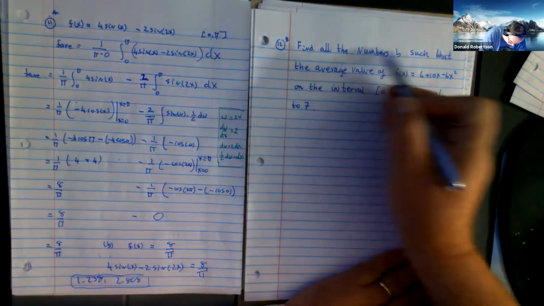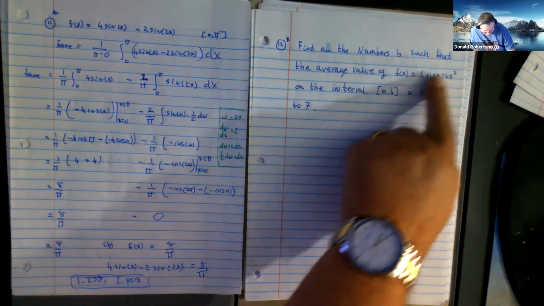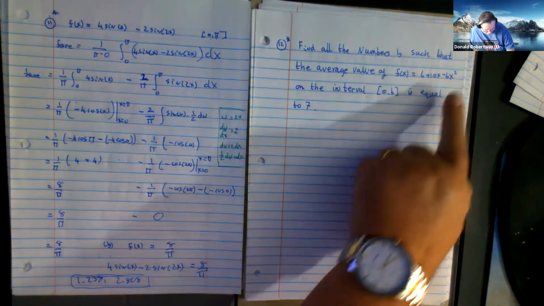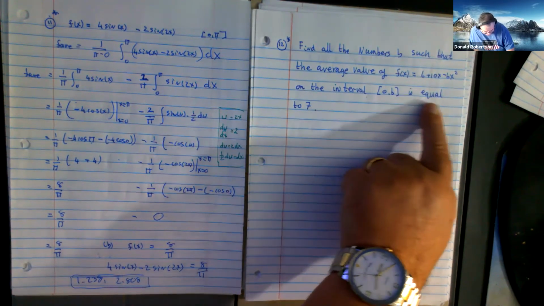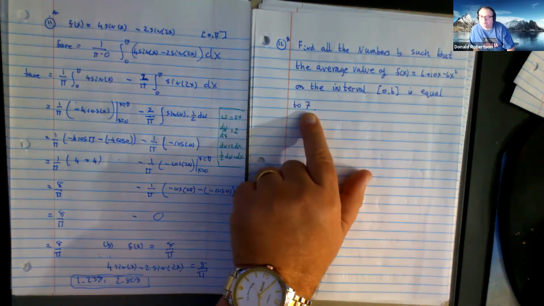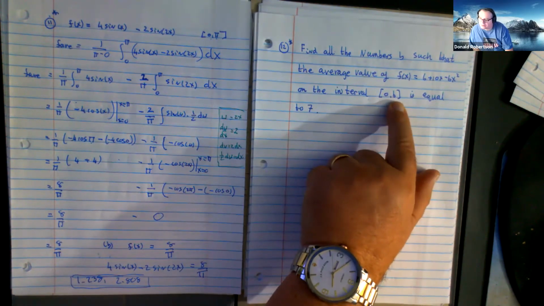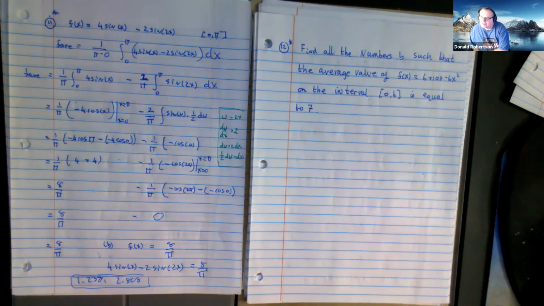Now this one's a different puzzle. Find all the numbers b such that the average value of this function on the interval 0 to b is equal to 7. Never done one like this before. We're not being asked to find the average value, we're told it's 7. We're being asked to find what this guy is. How do you think I might tackle that question? Just in a big picture way, I don't need the details, but how would I solve this problem?